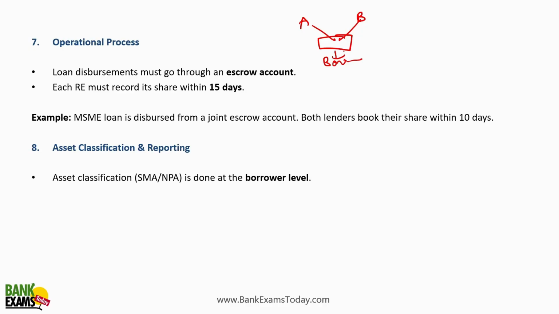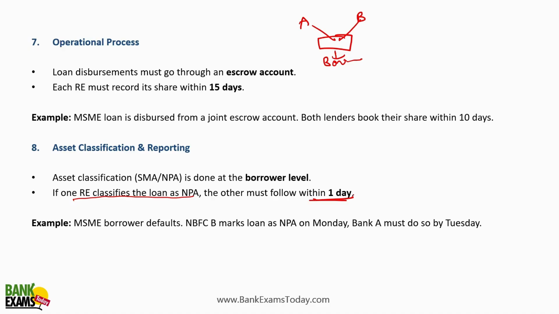Asset classification and reporting. Asset classification is done at a borrower level. So in case any borrower has gone NPA, it should be noted in the books of both lenders. If one registered entity classifies the loan as NPA, the other must follow suit. The other must classify the NPA within 1 day. On the next day, the other party, the other NBFC or the bank, must classify that particular loan as NPA. They get 1 day.